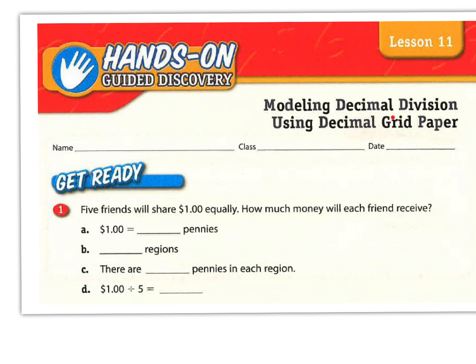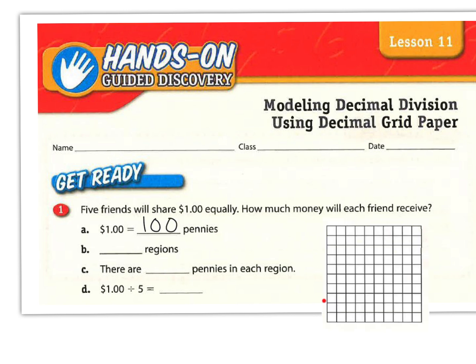We're going to model decimal division using decimal grid paper. This says 5 friends will share $1 equally. How much money will each friend receive? Well, if we have $1, it's asking us how many pennies that is. Well, that is 100 pennies.